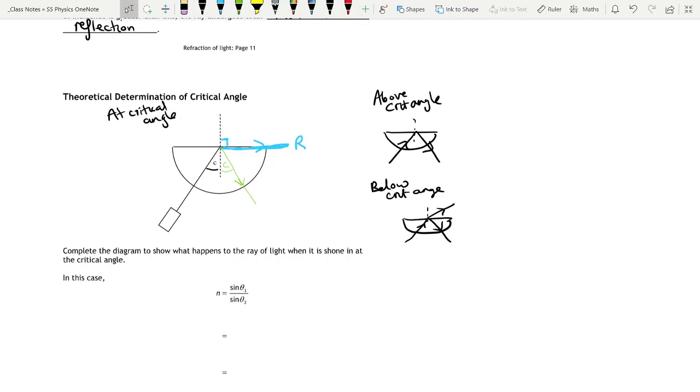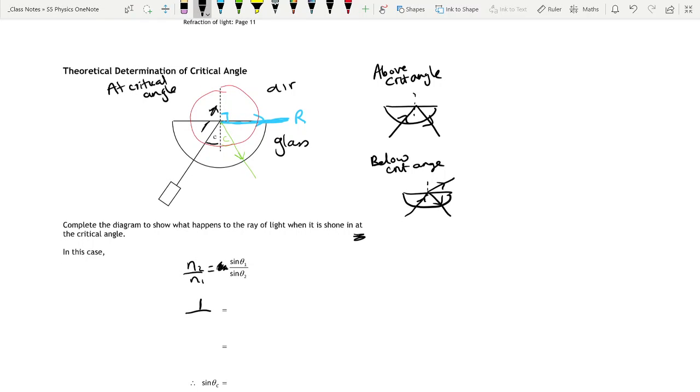So let's complete the diagram to show what happens to the ray of light when it's shone in at the critical angle. We know that the refracted ray is 90 degrees. So in this case, remember N2 over N1 equals sine theta 1 over sine theta 2. Our initial medium is the semicircular glass block. So N1 is the glass block and N2 is the air, because we're going from glass into air.